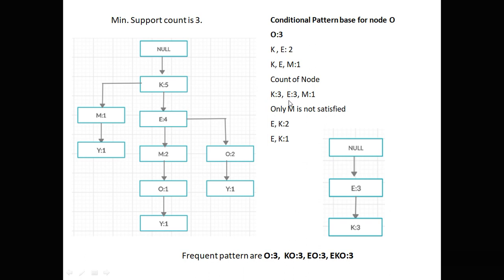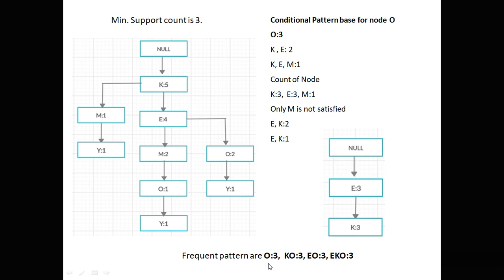Now here the priority of the elements is the same, because K appears 3 times and E appears 3 times. We can take any order. So the remaining record is KE 2, and we are excluding the M because it is not satisfying. From these two records we can build the FP tree. Here order is not important. We can use either K or E.